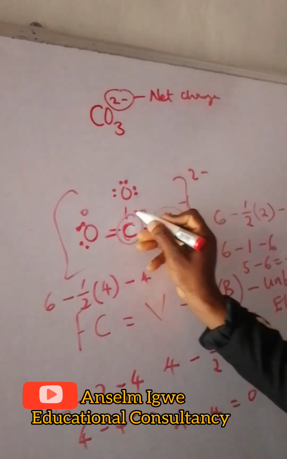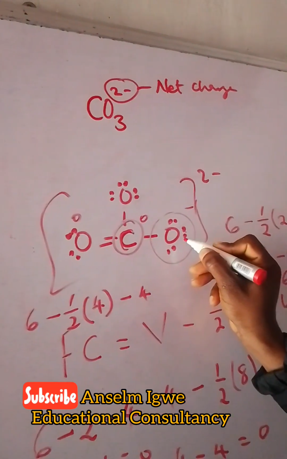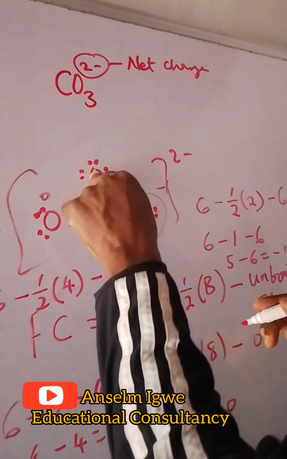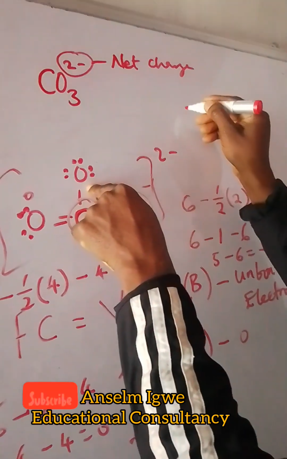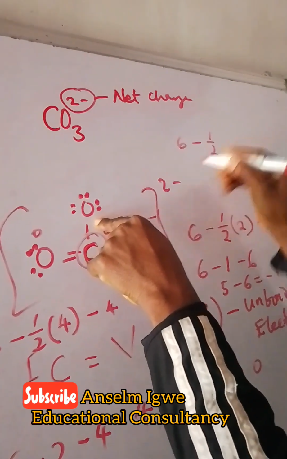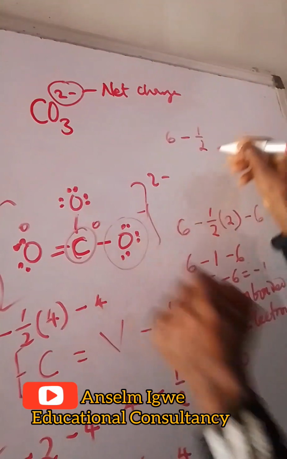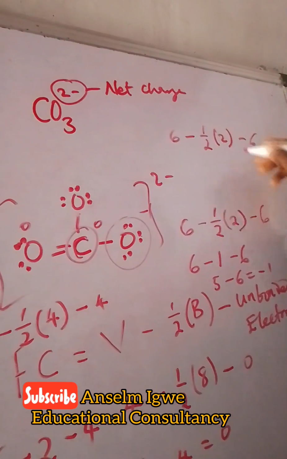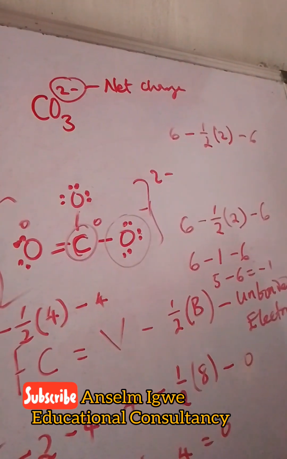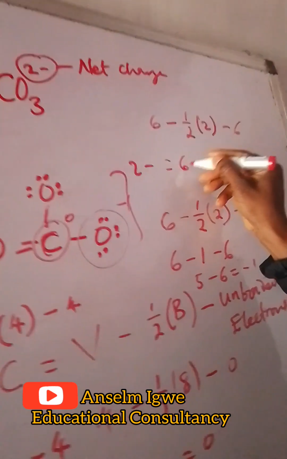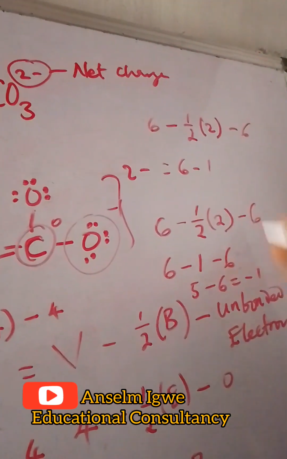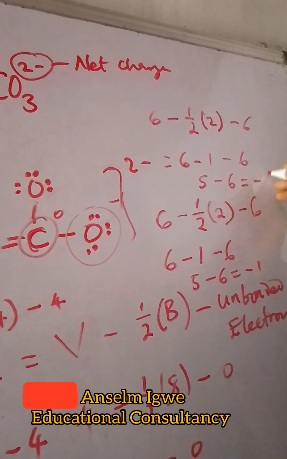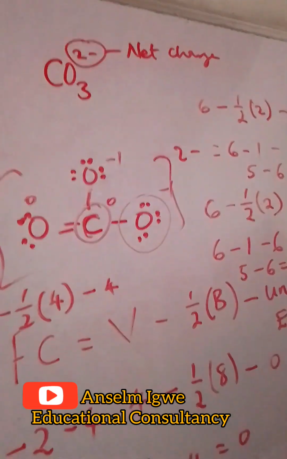Coming here, you see that this oxygen is similar to this oxygen, so the formal charge should be minus 1, but let's calculate it. The valence electron of oxygen is 6, minus half of the bonded pair, only one bond, 2 electrons, minus 6 electrons that are not used for bonding. So we get 6 minus half of 2, that is 1, minus 6. 6 minus 1 is 5, 5 minus 6 is minus 1. And we have minus 1 here.